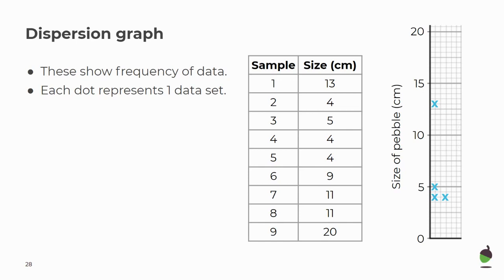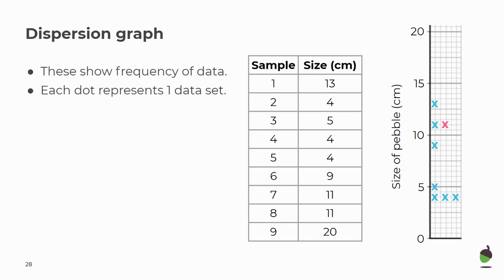Sample number 5 is 4 centimetres again. So we just go over another cross. Sample 6 is 9. Sample 7 is 11 centimetres. Where would sample 8 go? I want you to point to the screen for me now. Sample 8, 11 centimetres. Touch the screen, show me where.